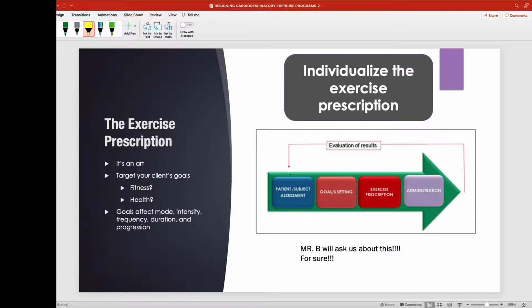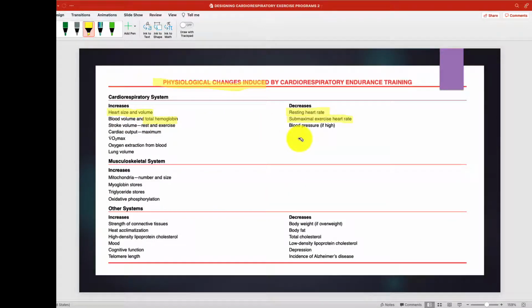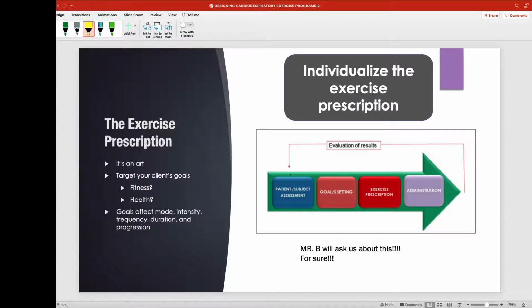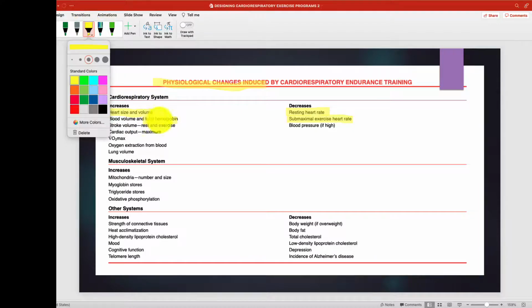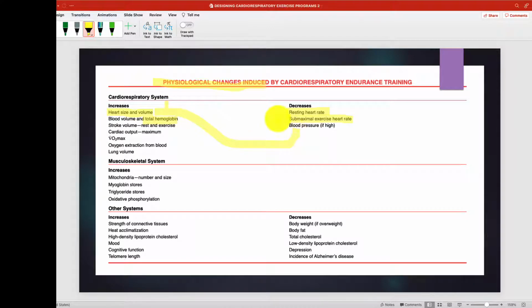So anyways, if somebody has high blood pressure, right, then that's going to be in the goals and the setting, right? Okay, what are the goals? What are we trying to do with this person? Well, we're trying to decrease their high blood pressure. Okay, well, if we do cardiorespiratory fitness for a certain amount of time, well, we're going to get these adaptations, and that's going to decrease that, right? So this stuff is all interrelated with one another.